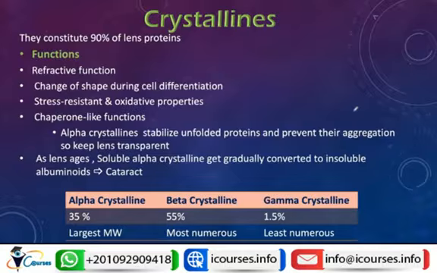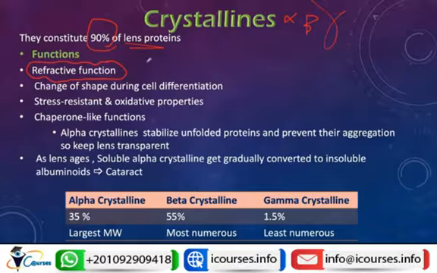Let's start with the crystallines. We have the alpha, beta, and gamma crystallines. So what are the crystallines? They form about 90% of the lens proteins, and they have the refractive function. They are the main lens proteins, the ones mainly responsible for lens transparency and the lens function of refraction.